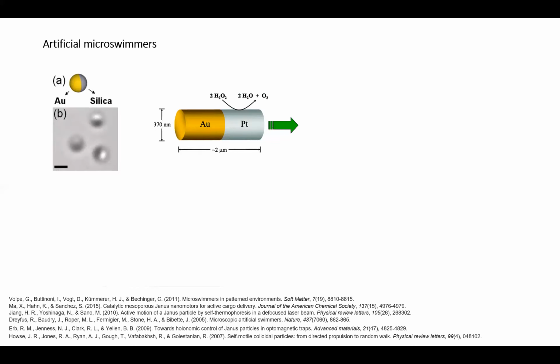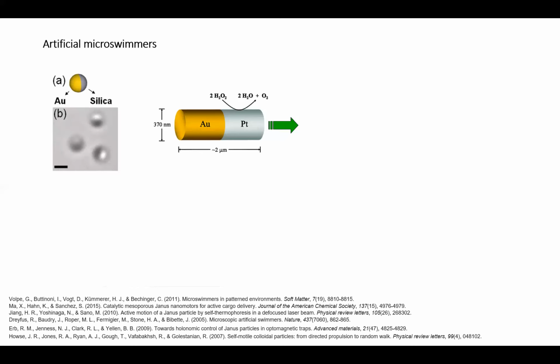And this is something, we have an environment that is hydrogen peroxide rich. And what happens is that this platinum side is getting chemically activated, reacting with the hydrogen peroxide and creating a chemical reaction on one side of the particle, which is creating these bubbles, because you see that this is converting hydrogen peroxide into water and oxygen. What does this mean?